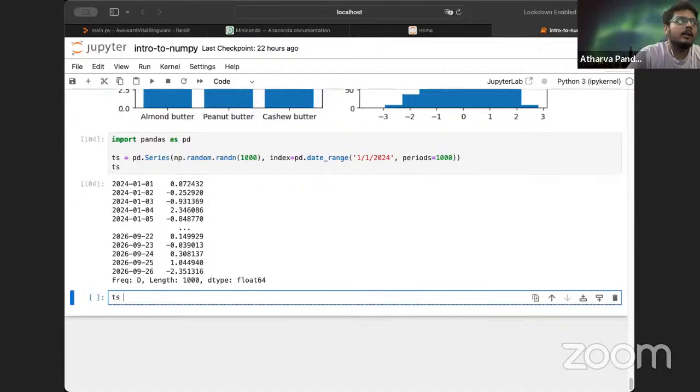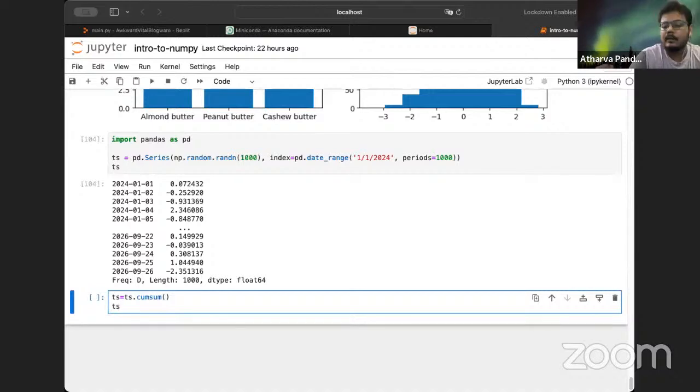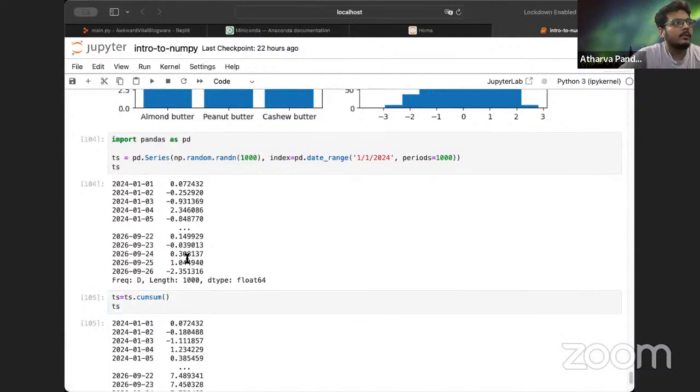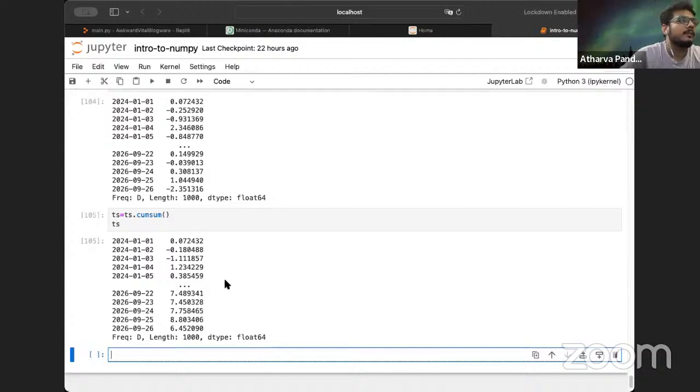Correct. What if I want to get some cumulative sum? A series has this function via which we can get a cumulative sum. We are saying just update TS and get a cumulative sum out of it, and we can see here we get the cumulative sum. What cumulative sum does is basically it keeps on adding, and hence we get a cumulative sum at the end in total.